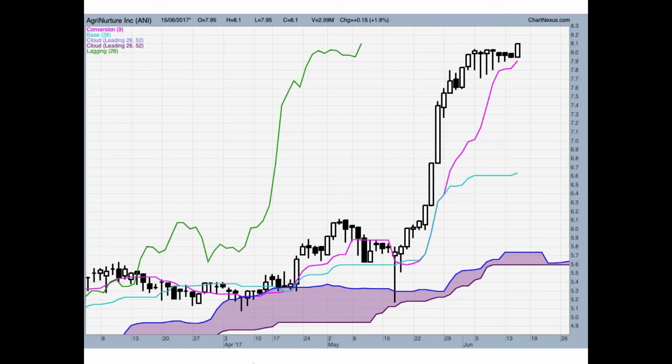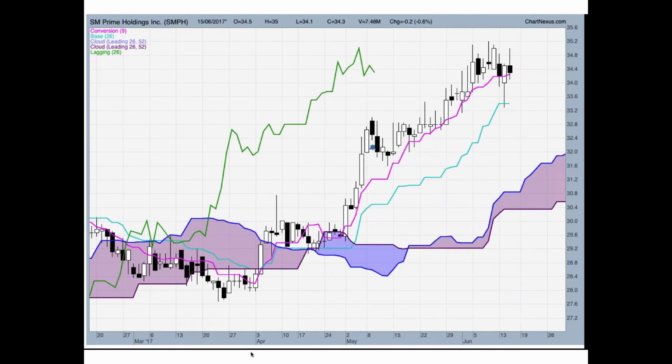The Kijun-sen line is already very far from the Tenkan-sen line, so while you must exercise caution because there is this equilibrium between the Tenkan-sen and the Kijun-sen line, the fact that Agri-Nurture is able to stay above the Tenkan-sen line shows strong momentum. SMPH is also another strong uptrending security. Price is also trending above the Tenkan-sen line, showing strong momentum moving forward.